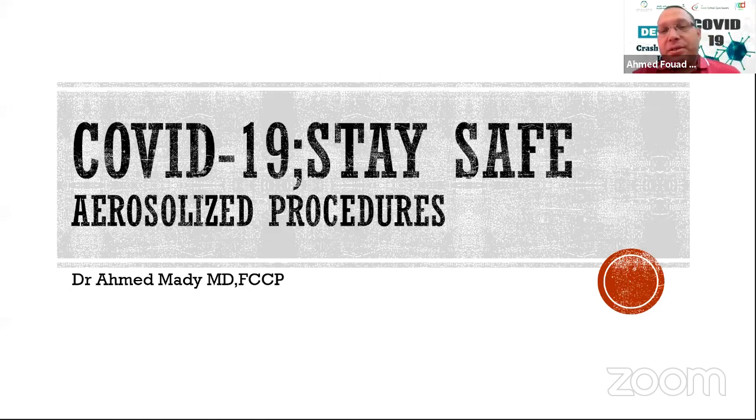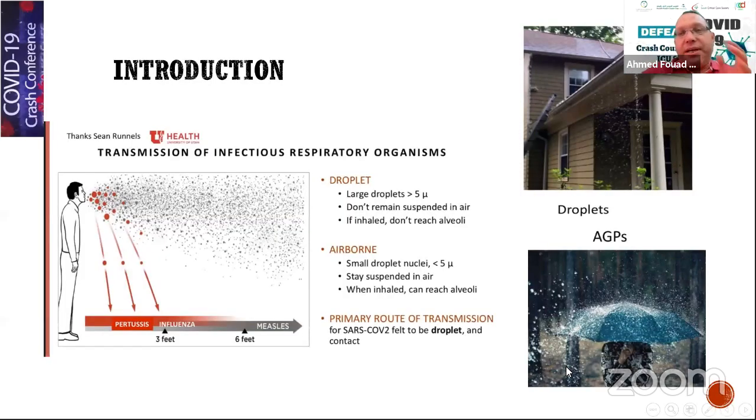I'd like to start with, as you know, the COVID-19 transmission. It is mainly droplet, which means it can expand for mostly 6 feet, which is large droplets. They don't need to suspend in the air, and if inhaled don't reach the alveoli, unlike airborne, which is very small microns and can actually reach the alveoli. So mostly it is droplet and contact infection.